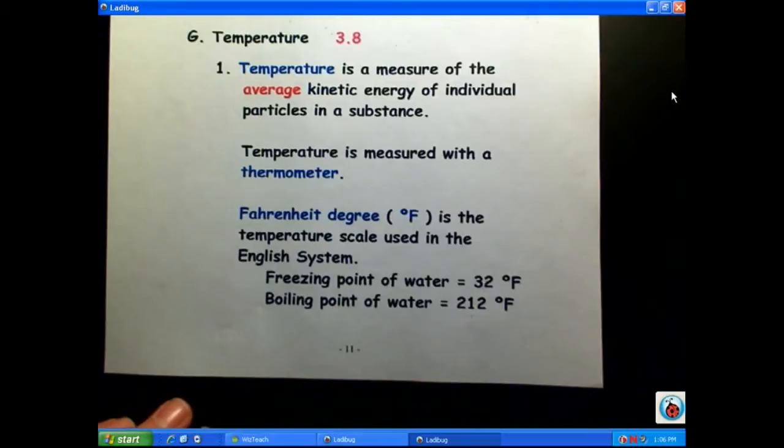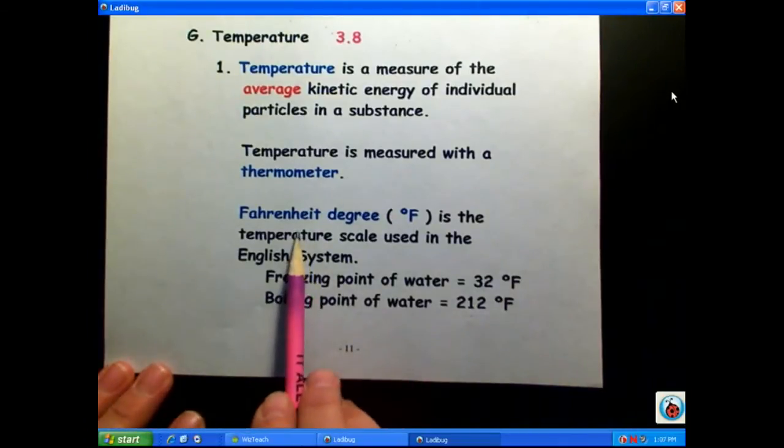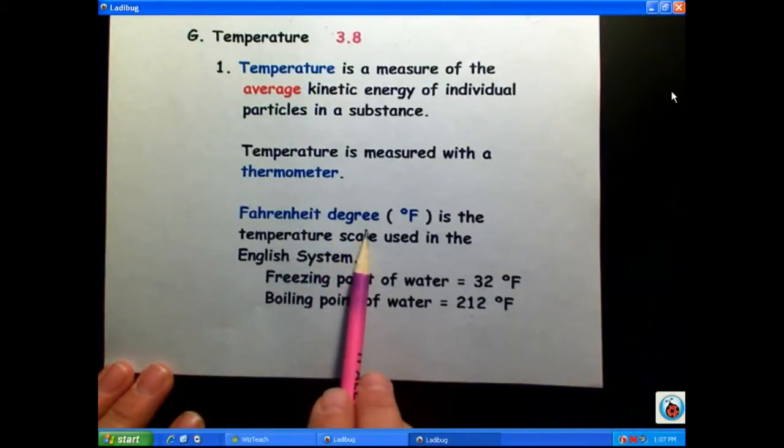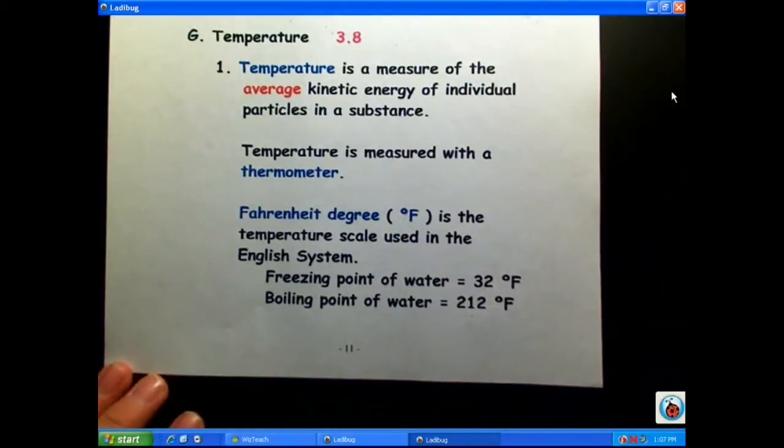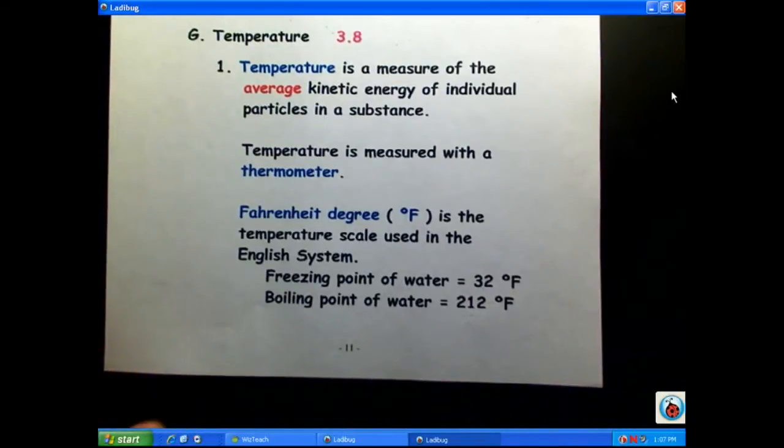Temperature is measured using an instrument called a thermometer, and in the English system, we use Fahrenheit degrees, abbreviated as the little superscript for degree, F. So that's the system that we use here in the United States, and in science, all sciences use Celsius degrees, so we'll be having to make some conversions. In Fahrenheit degrees, the freezing point of water is 32 degrees Fahrenheit, and the boiling point of water is 212 degrees Fahrenheit.